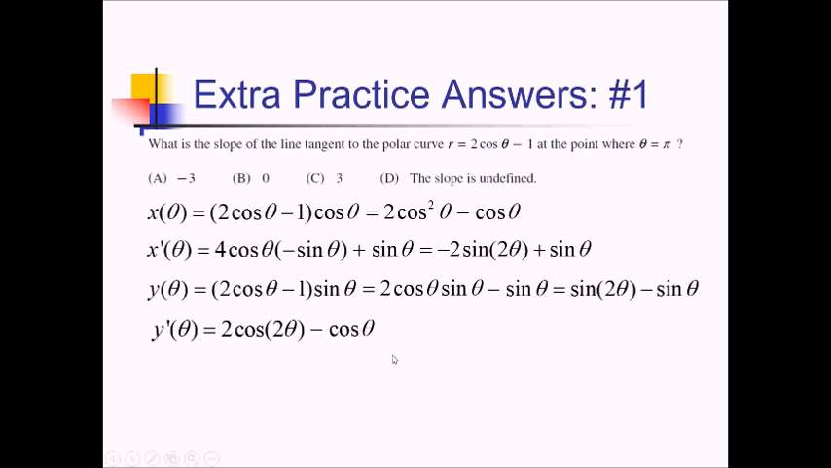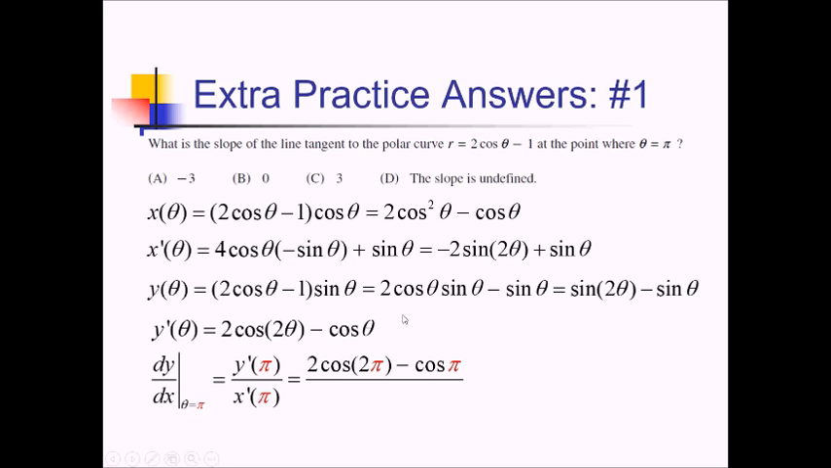All right, let's plug stuff in. So dy over dx evaluated at theta equals pi. That's going to be y prime of pi over x prime of pi. So for y prime, we have 2 cosine of 2 pi minus cosine of pi. Down below for x prime, this is going to be negative 2 sine of 2 pi plus sine of pi.